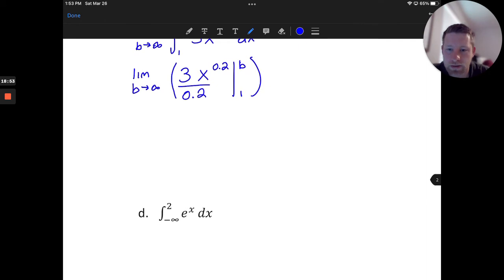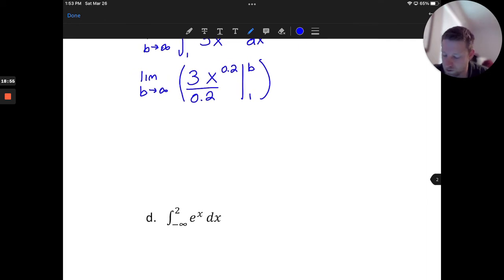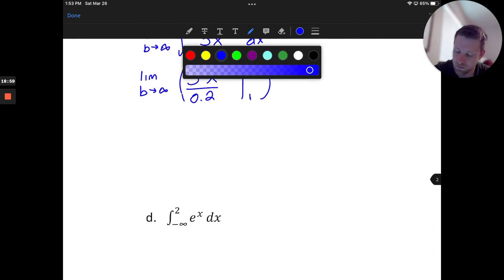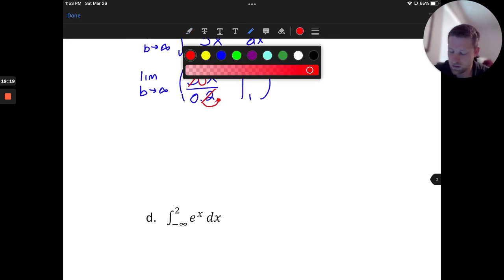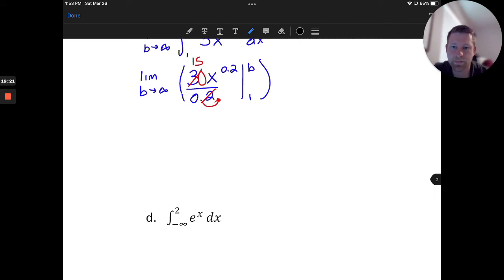We can clean this up just a little bit. If we have 3 divided by 0.2, we can move our decimal over once in the denominator and once in the numerator. We'll make that 30. And then 30 divided by 2 is really 15. So if you prefer, we could write that as 15 x raised to the 0.2, just to clean that up just a little bit.